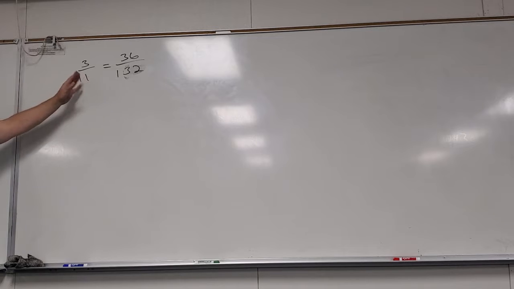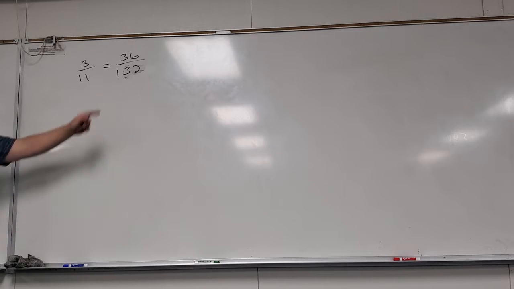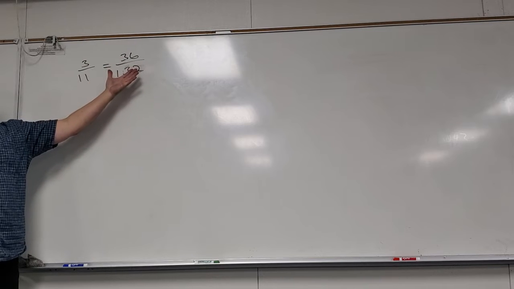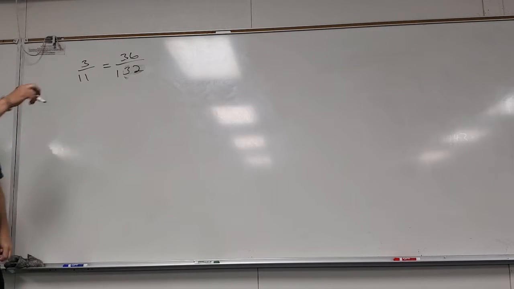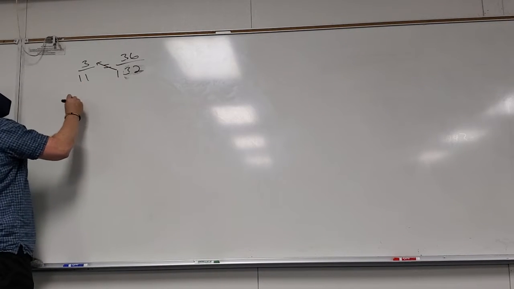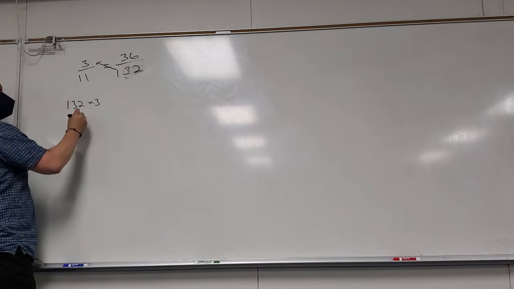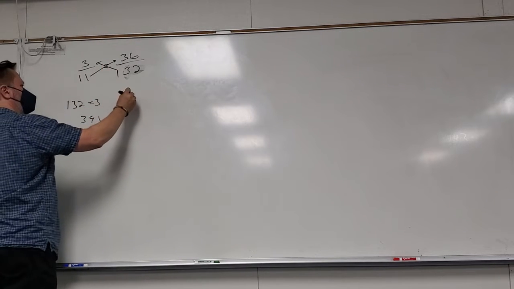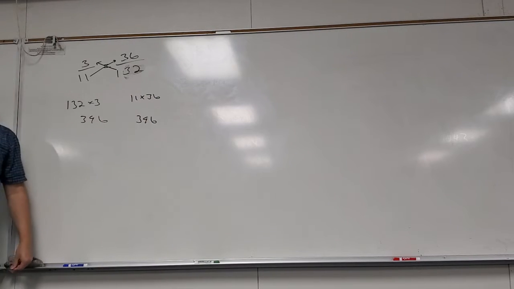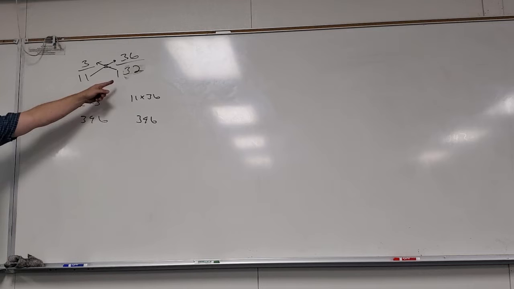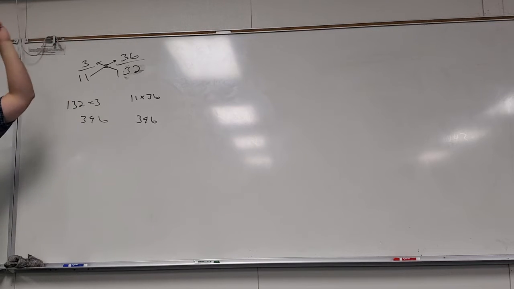What's one way you could check to see if this equality is true? You can see how many times the top one is in the bottom. So you could do what with this? Divide. Reduce it. If this reduces to this, then they're equivalent fractions, right? But here's kind of a shortcut. What is 132 times 3? 396. And what is 11 times 36? 396. If the two fractions are equivalent, this cross multiplication thing will be true.